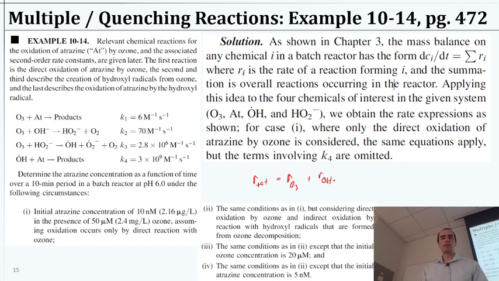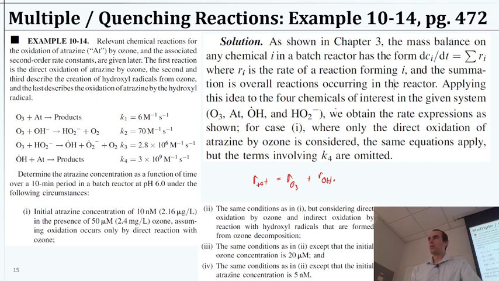It calls back to chapter 3 and says the mass balance here for any chemical i is essentially dC for i changing over dt is the sum of the reactions with i. So that's kind of what I just showed, right? That's this highlighted here, the summation of each of those reactions. Applying this idea to the chemical reactions of interest here, we have to do this for ozone, atrazine, hydroxyl, and this hydronium, I'm just going to call it that.